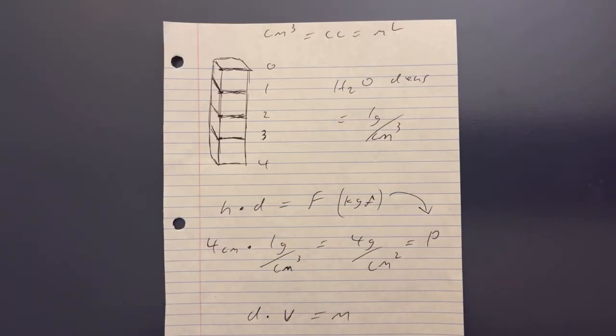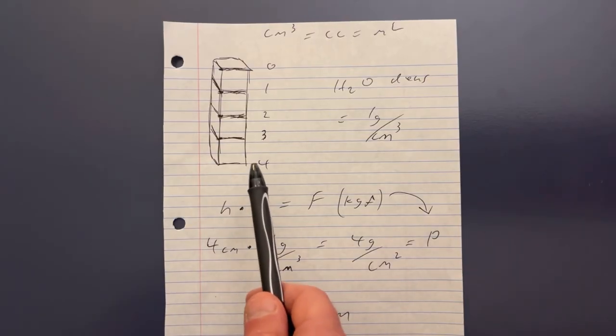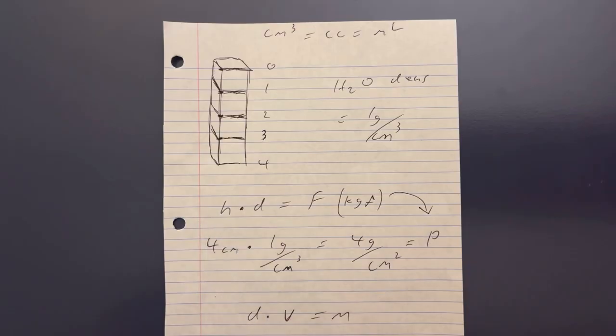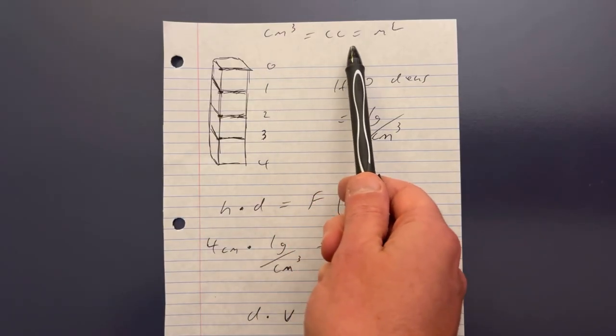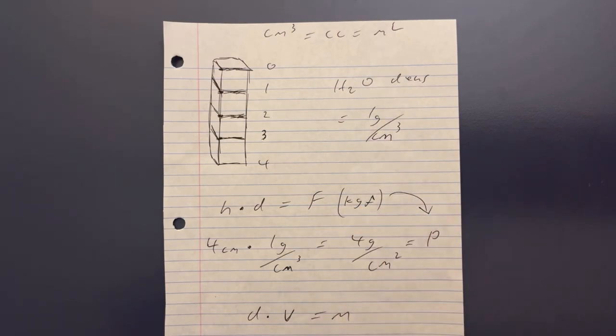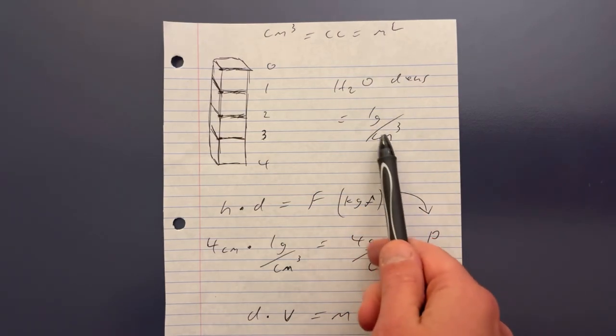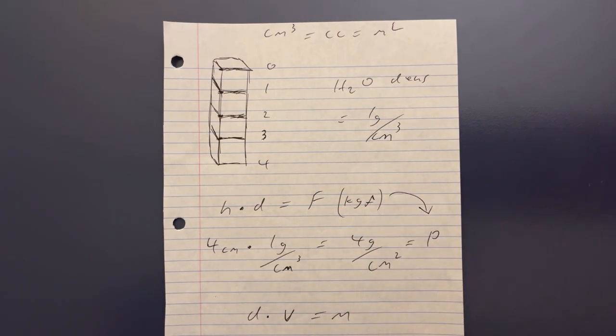First off, a whole bunch of basic equations. I'm going to fly through these so you can pause the video if you want to look at them. We got a column of water here that is 4 cubic centimeters. So centimeter cubed is the same thing as cc, which is the same thing as a milliliter. Density of water, 1 gram per cubic centimeter. Height times density equals force.